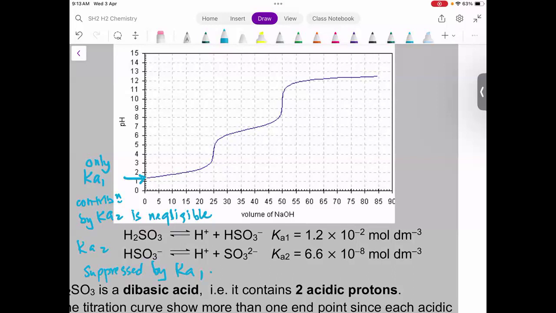Can someone tell me why the volume required to reach the first equivalence point is 25 and another 25 for the second equivalence point, even though there is a difference in acid strength? Yeah, Ka1 and Ka2, even though they differ in acid strength, they potentially give the same amount of H+ upon full dissociation. Therefore, they will require the same volume of sodium hydroxide for complete neutralization. Ken, am I making sense?